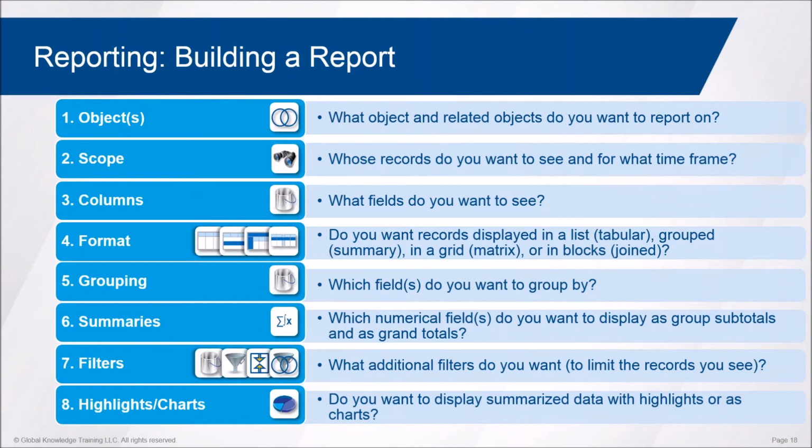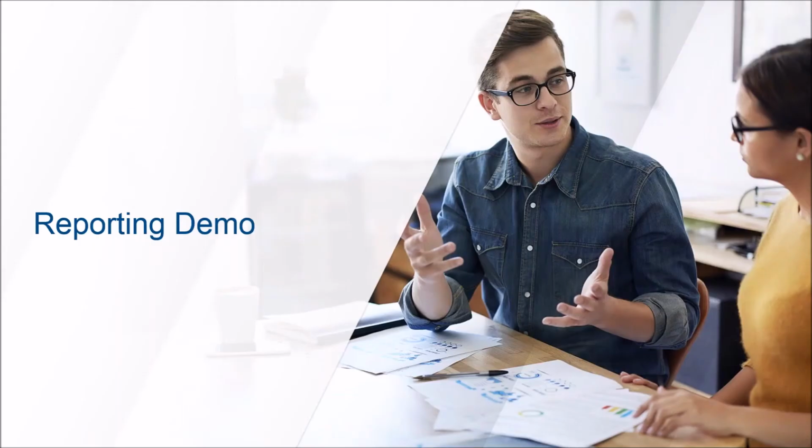Maybe I want to filter if it's opportunity information by stage. Maybe if it's account information, I want to filter by a specific zip code or a specific state. We can set filters to ensure we return only what we want to see. And lastly, if you want to see some sort of visual presentation of the data returned in that report, I want to see a chart, in other words. I want to see a line chart, a bar chart, a donut, a funnel. I'm going to show you a couple of examples for visualizing that information. So let's do a quick demo on creating a report in Salesforce.